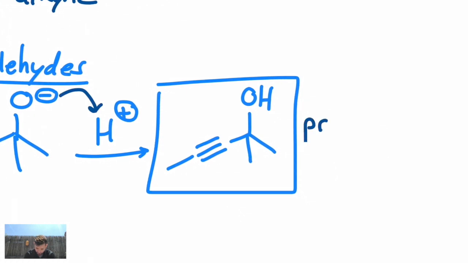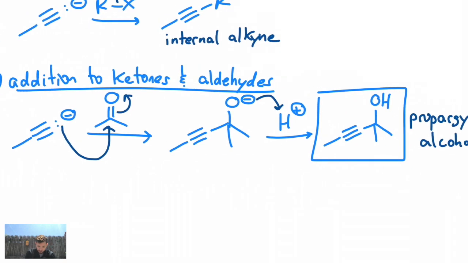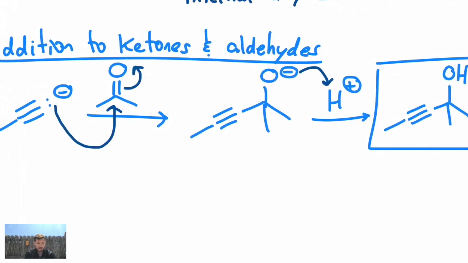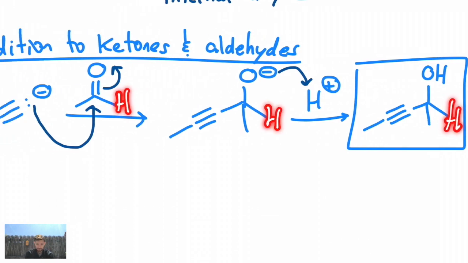This is called a propargylic alcohol. That just means it's one away from an alkyne. Remember, allylic means one away from an alkene. Propargylic is the analog for alkyne chemistry. And I wrote addition to ketones and aldehydes. Imagine what this would be if I just had an aldehyde in the beginning. You would get the same outcome. I would just have an H along for the ride and an H along for the ride. So I would get a different type of alcohol, but the same type of chemistry would happen.